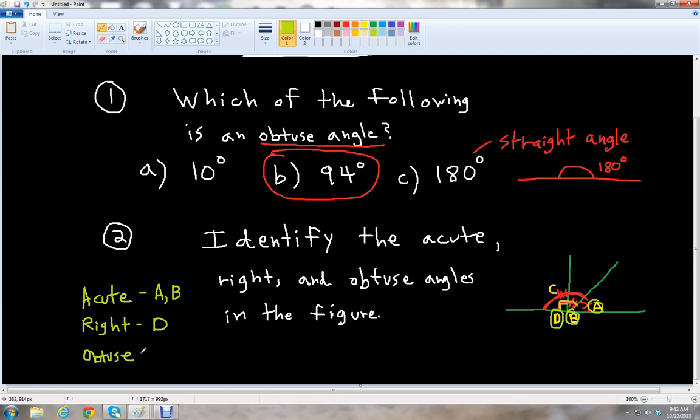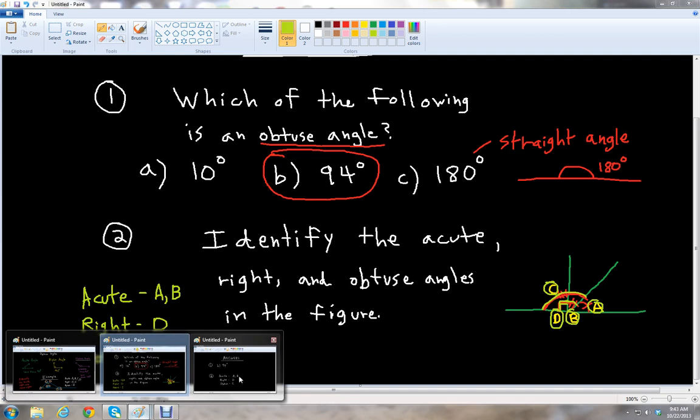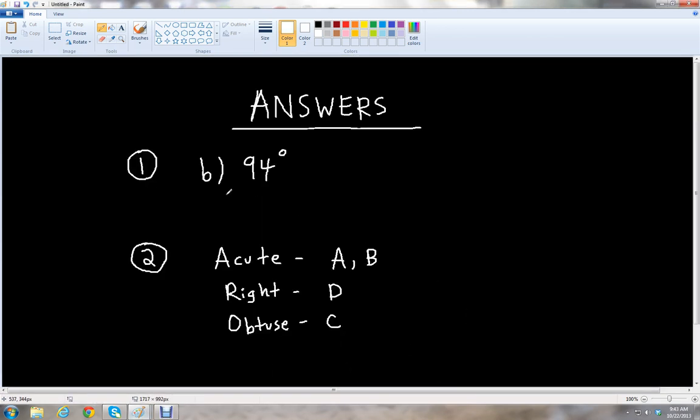And then last but not least, the obtuse angle would be the larger angle, right? The greater than 90 degrees but less than 180 degrees. So that would be angle C. Be our obtuse angle. So let's check our answers. The B, 94 degrees for the obtuse angle. And then we have our acute angles, or angles A and B. Right angle is D, and obtuse angle is angle C.